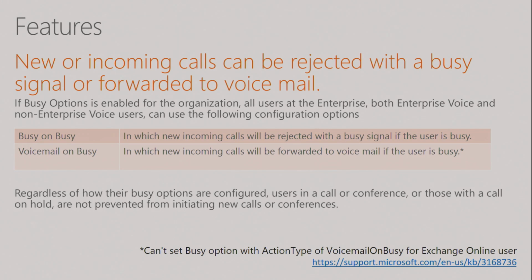Now, there is a little caveat that we mentioned at the bottom: you can't set the busy option action type voicemail on busy if the user's mailbox is in Exchange Online. There's actually a KB article here, and I probably should have clicked that before we got in here to see if they resolved it. But as of the time that we put the deck together, this was still an open item, right? The workaround was set the policy while the Exchange mailbox is on premises first, and then move the mailbox to the cloud, and then it works. But if the mailbox is already in the cloud, setting voicemail on busy doesn't work. And there is work ongoing to fix that. It just didn't make it into the CU.